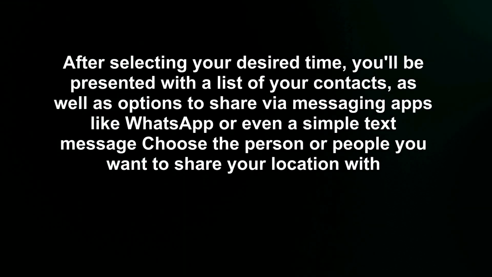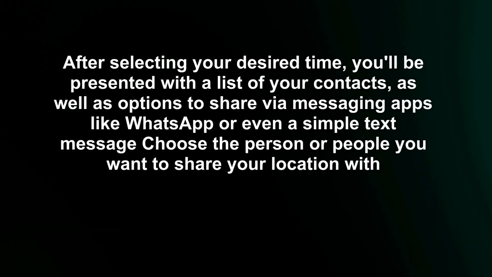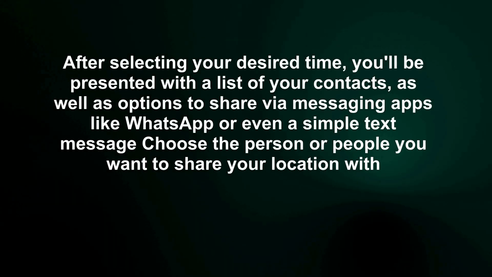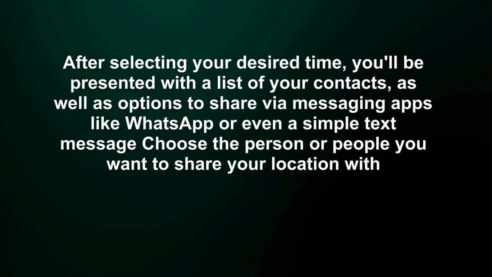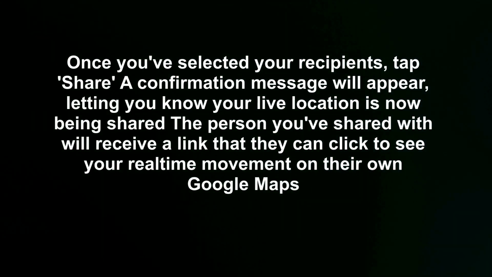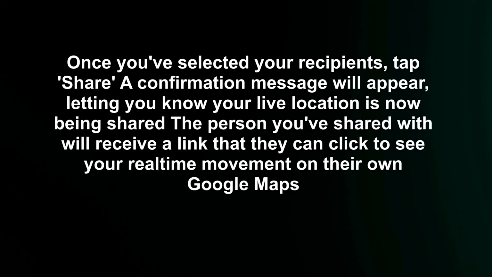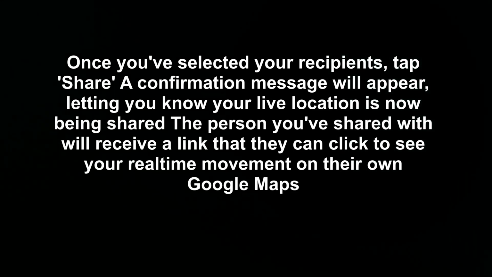After selecting your desired time, you'll be presented with a list of your contacts, as well as options to share via messaging apps like WhatsApp or even a simple text message. Choose the person or people you want to share your location with. Once you've selected your recipients, tap Share. A confirmation message will appear, letting you know your live location is now being shared.